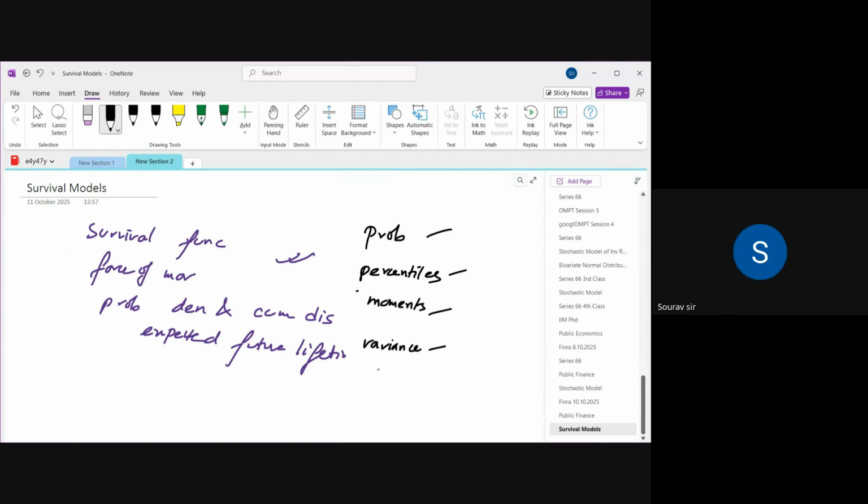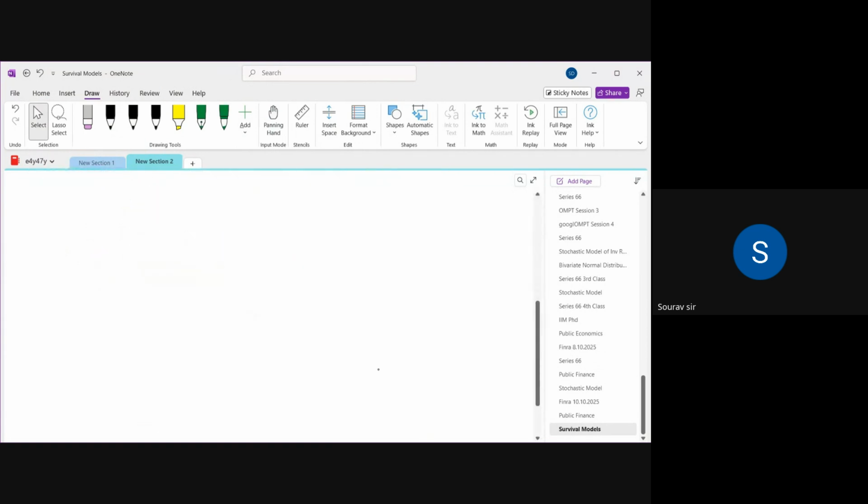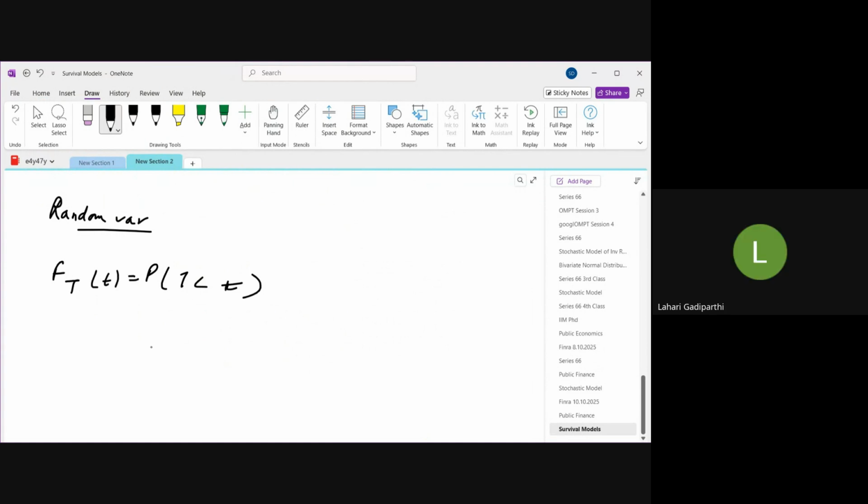So I started with a random variable. I told you last year, it starts like that. So what is a random variable? I told you I will be explaining. It sets a foundation for modeling human lifespan probabilistically, and F_T(t) is equal to P(T greater than or equal to t).